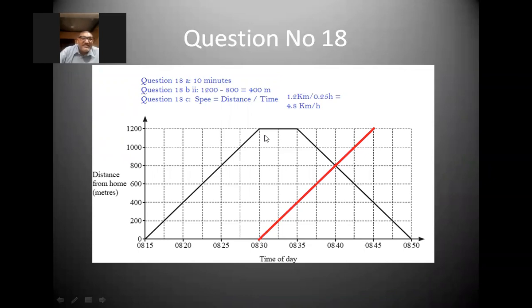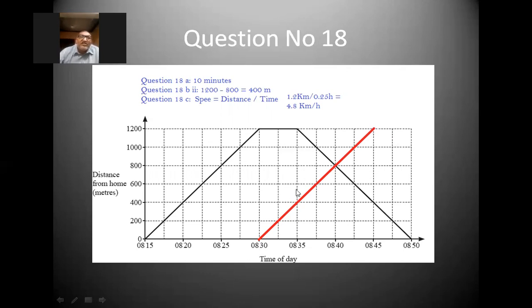This is the graph of Safira. You can see it has one run and one rise, one run, one rise, repeated. His brother started at 8:30 and has the same speed, so his graph, which I'm showing in red, should have the same gradient. His graph should be parallel to Safira's graph. I started at 8:30: one run, one rise, one run, one rise, and so on.